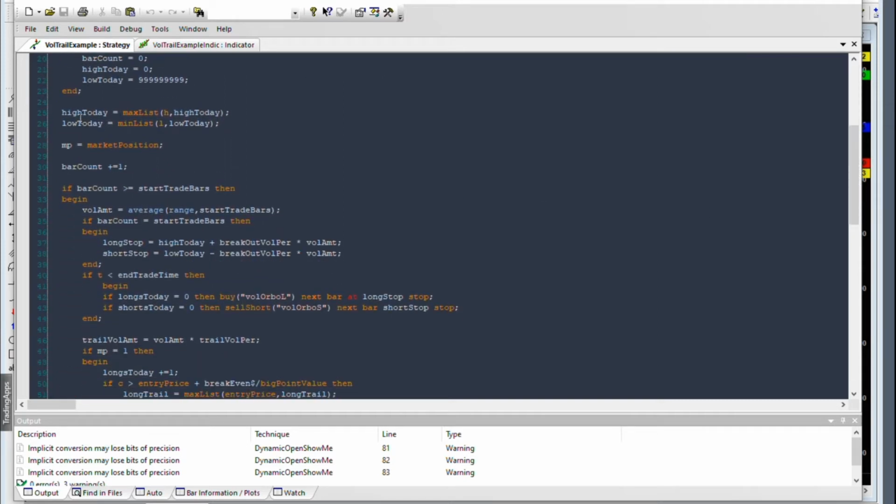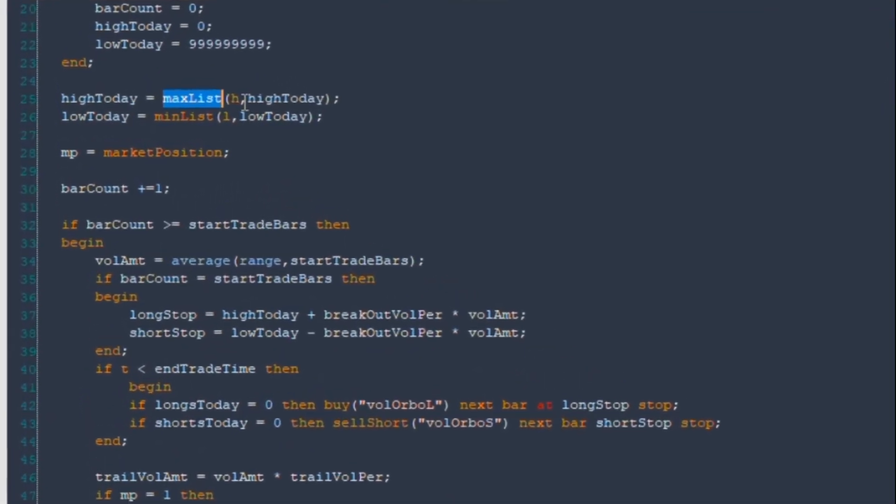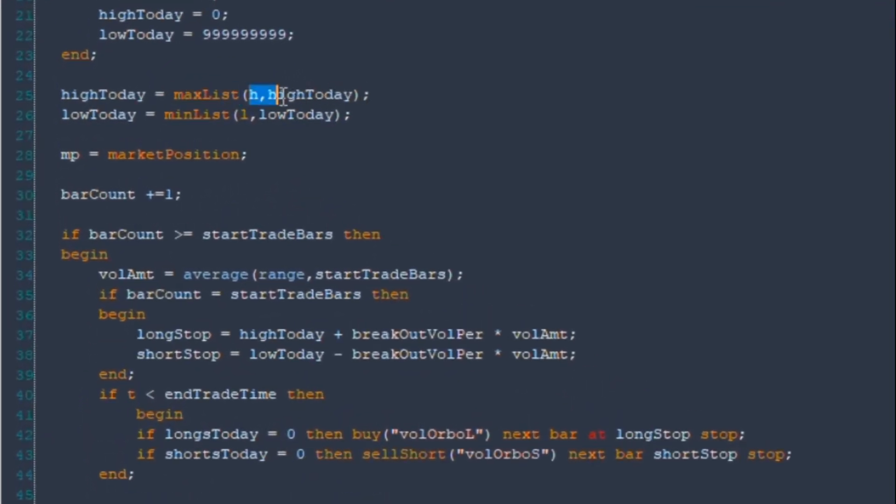High today is going to be the MaxList. Remember, MaxList takes the highest of 2 values or 3 values or 4 values. As long as you separate them by commas, you can put as many variable names in there as you want. So I'm going to take the high of H, or high today. High today initially is set to 0, so whatever the high is automatically becomes the first value. And then if it keeps going up, high today increases. Same thing goes for low today, except we're looking at the MinList. When the low goes below low today, low today is updated with that low.